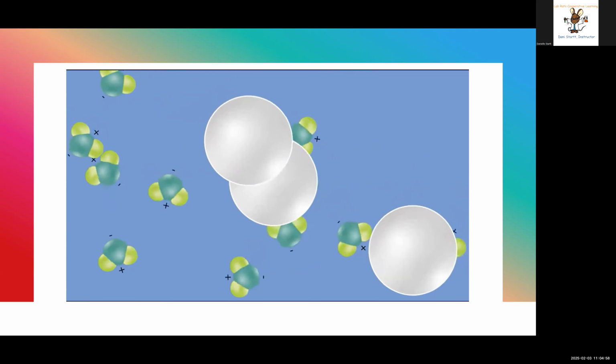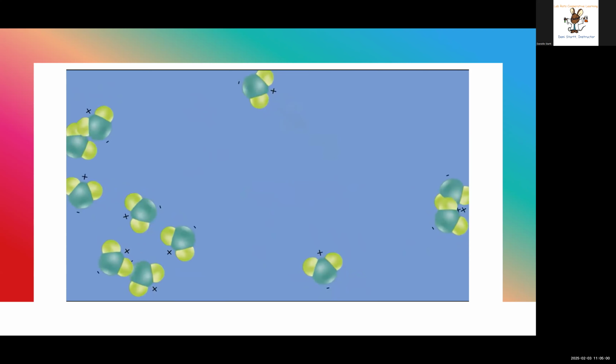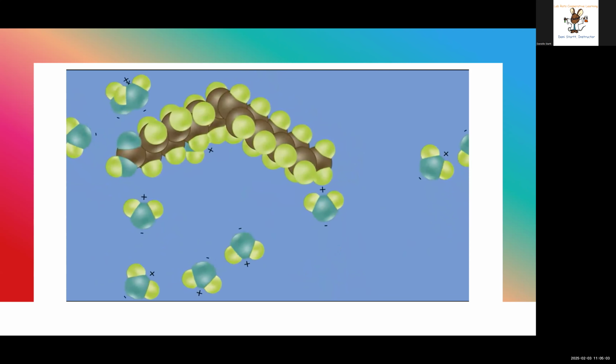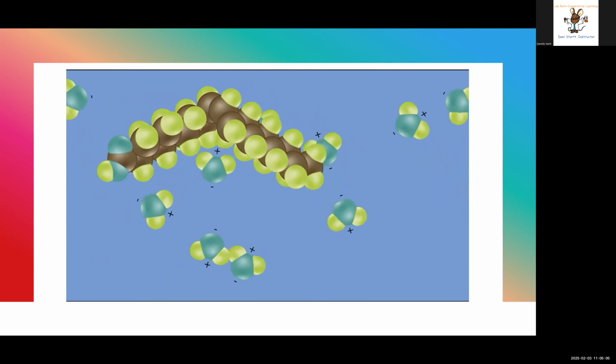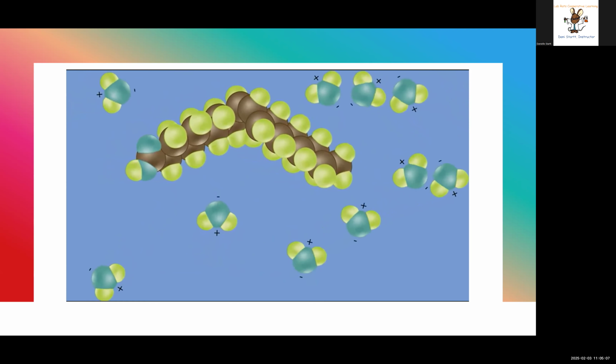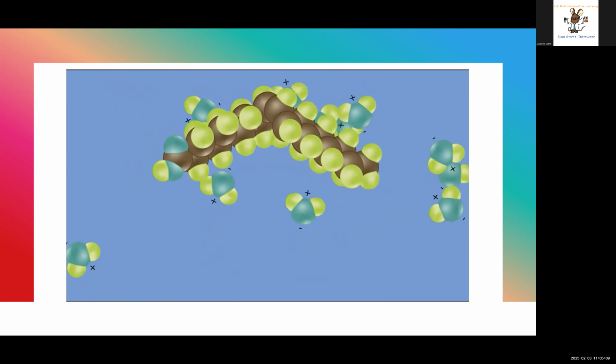The reason why certain things like oil are not soluble in water is because they don't have positive or negative charges for the water molecules to interact with. When this happens, that substance is said to be insoluble in water.